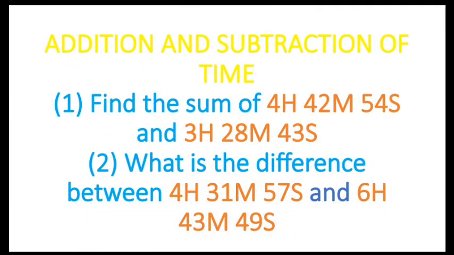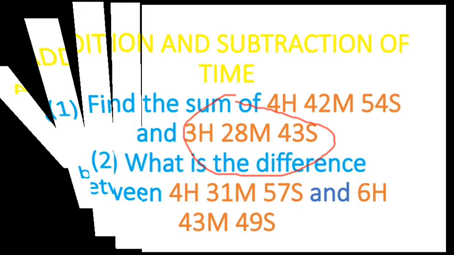Now let's do some addition and subtraction of time. There are two questions here. The first one is addition, whereas the second one is subtraction. Now let's start with the first one. We are to add 4 hours 42 minutes 54 seconds to 3 hours 23 minutes and 43 seconds.